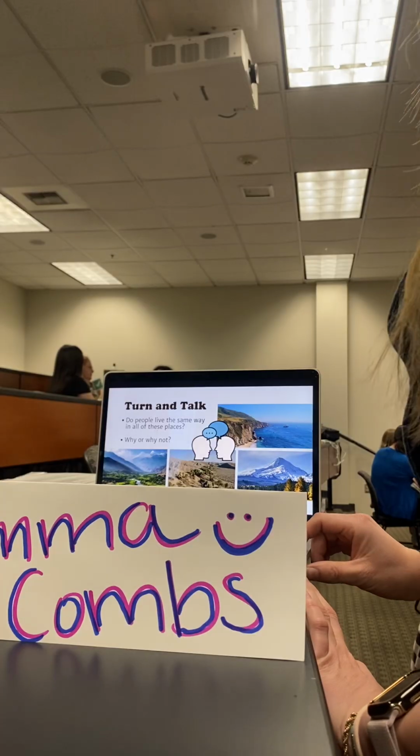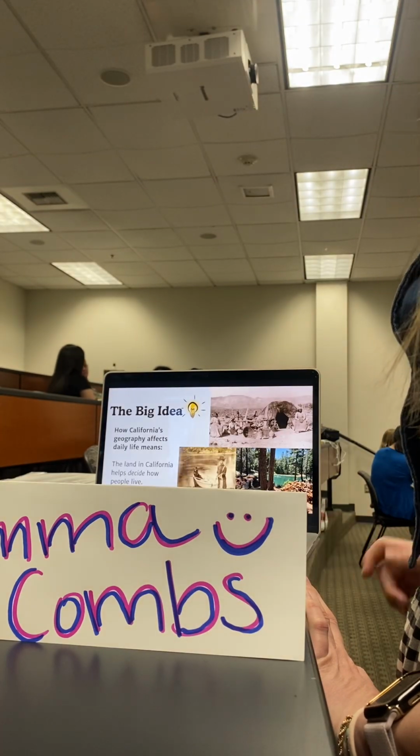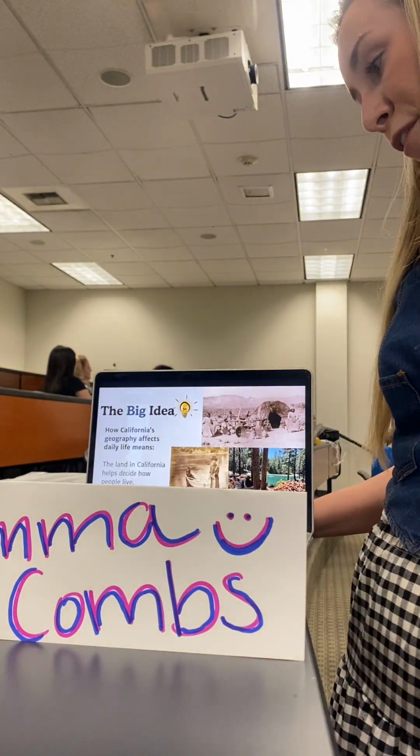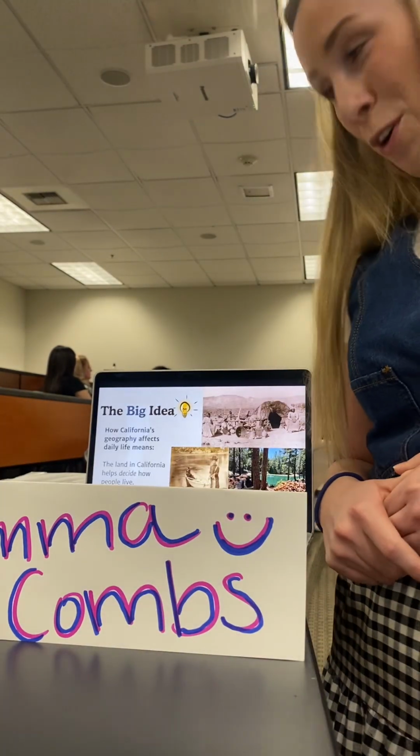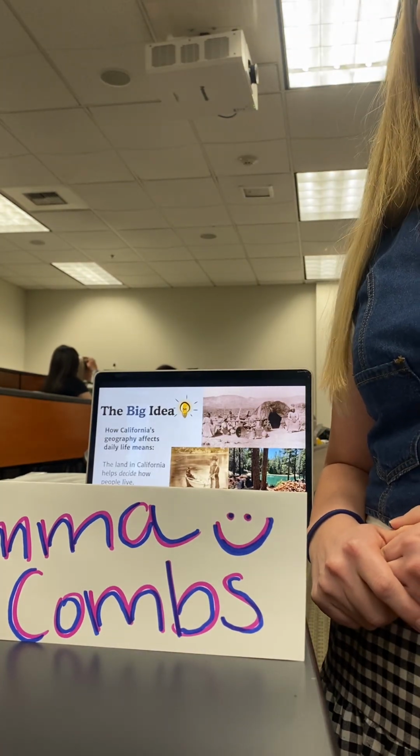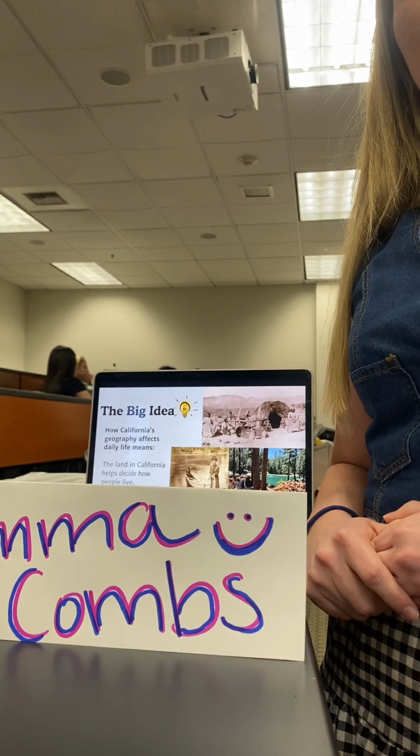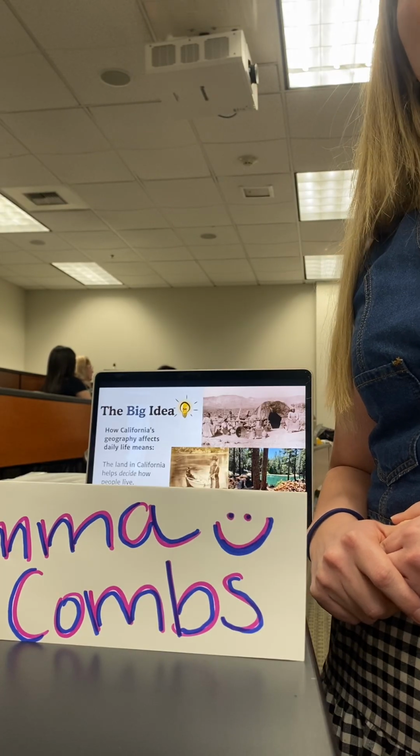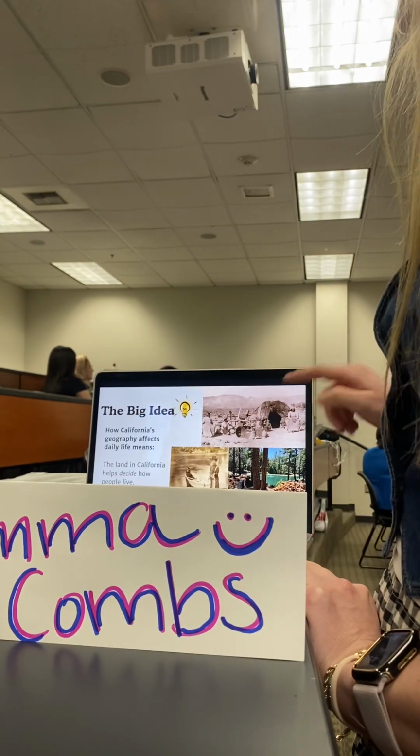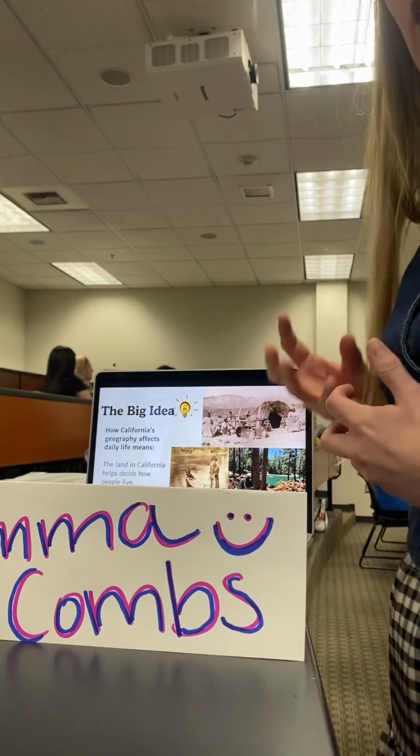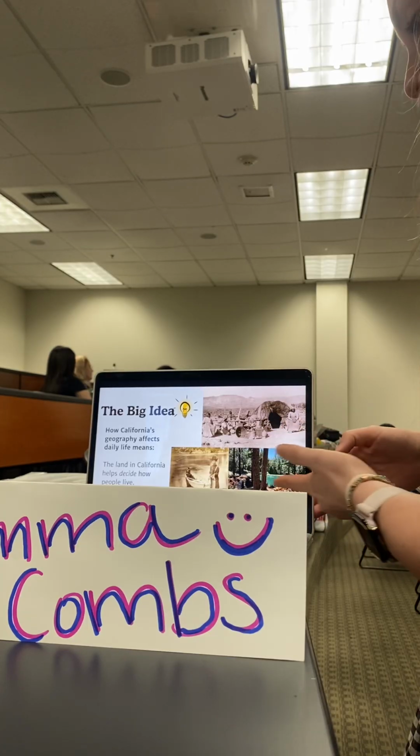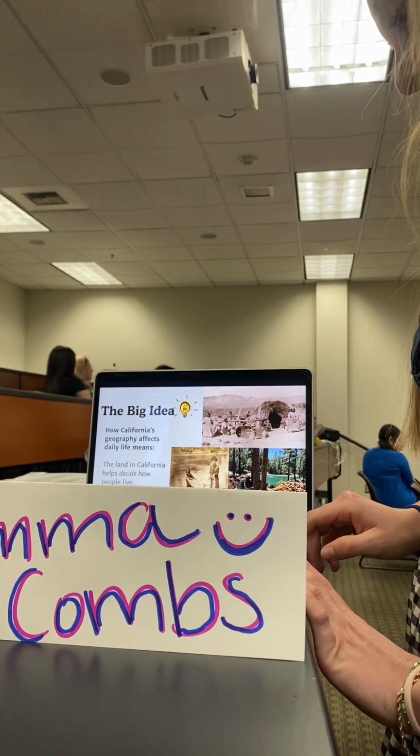So I heard some awesome explanations. Let's go ahead and look at those. The big idea today is how California's geography affects daily life. The land in California helps decide how people live. I heard you sharing about how people living near rivers can go fishing, or the coast, those kinds of things. You can see up here people living off the land in a drier climate like a desert, and over here by water off the coast.